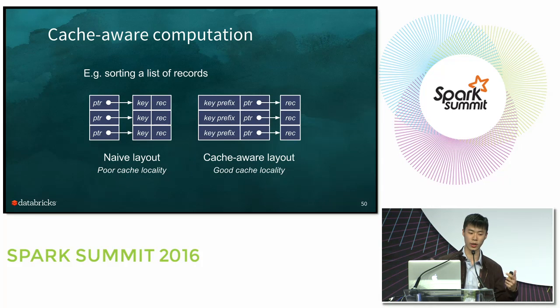Instead, a better way to perhaps lay out the data is to store at least part of the key along with the pointer, such that every time you do a comparison, you compare 2 things that are pretty near each other, probably much nearer than having to do a dereferencing. So this is just one of the many optimizations that Tungsten allows. There are many other ones that I'm not going to talk about.